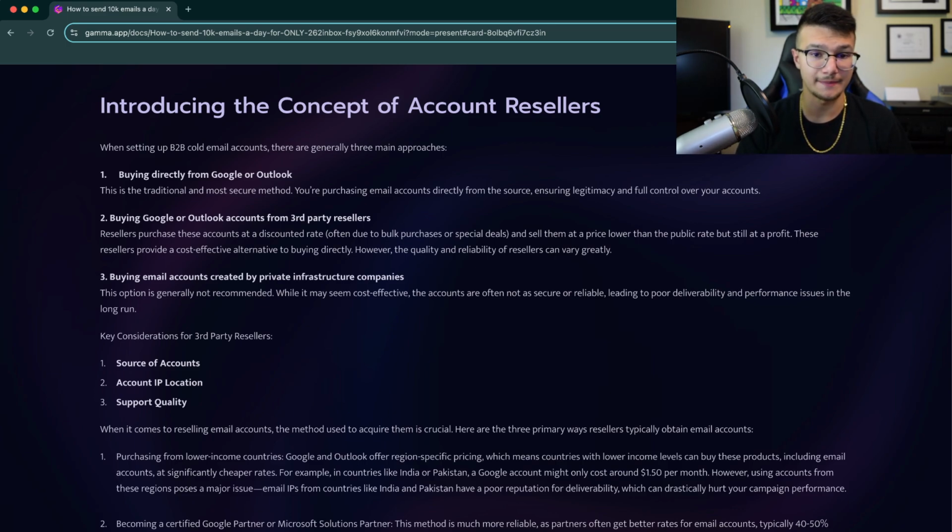Now, going for the third option, you could buy email accounts created by private infrastructure companies. As we know of how some things have turned down the cold email world with Mailscale, Superwave, and all that, this option is generally not recommended, right? It may seem cost effective at first, but these accounts are often not as secure or reliable, and this often leads to poor deliverability and performance issues in the long run, right? At Dulce Media and myself, I always pride on being able to have the best deliverability to hit the inbox at all times, because if not, then essentially you are wasting your emails.